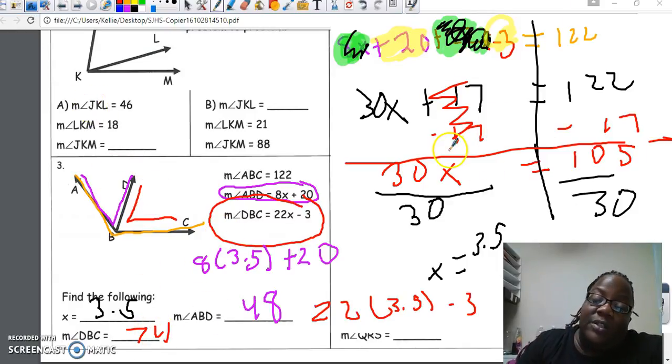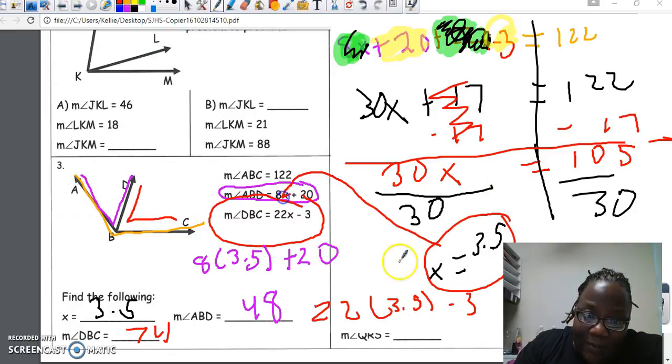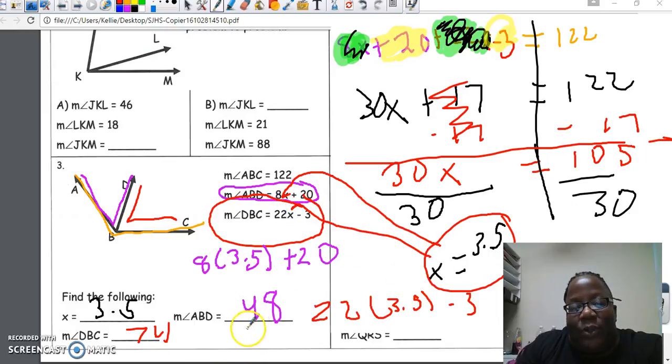But the hard part was to get x by itself to figure out what x is before you can plug it back in to your equation part. Okay?